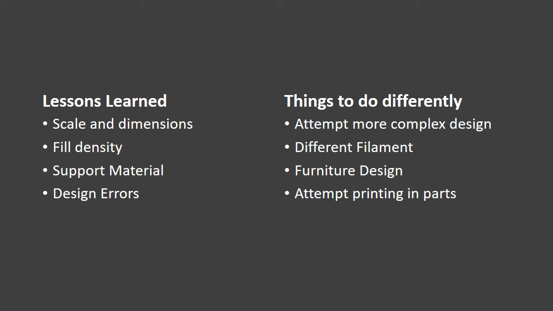Let's take a look at some of the things which I learned in the process. The model was designed at a higher scale, which was then reduced to fit within the printer. If the design is made keeping the printer limits in mind, printing of more complex designs can be attempted. The flimsiness of furniture elements can be because of low fill density. Higher fill density may result in a sturdy product.